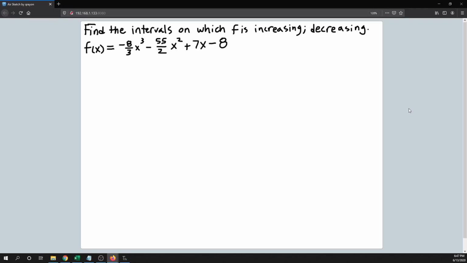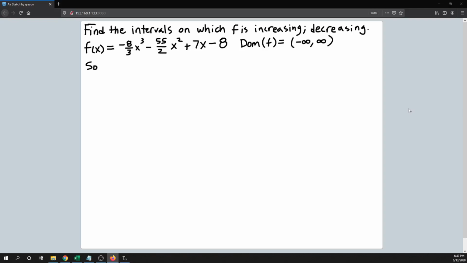Okay, on these problems, it is a good idea to go ahead and figure out the domain of the function that you're given. So this is really easy. It is a polynomial. And the domain of every polynomial is minus infinity to infinity.